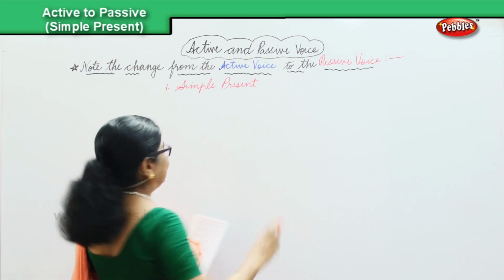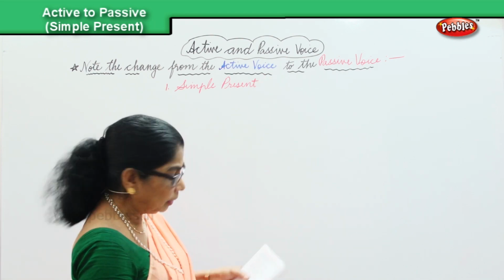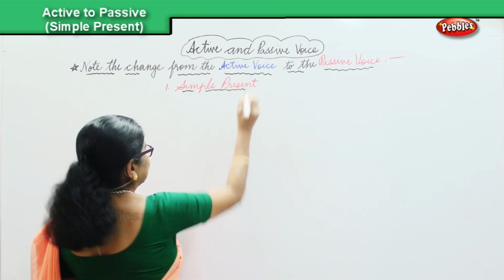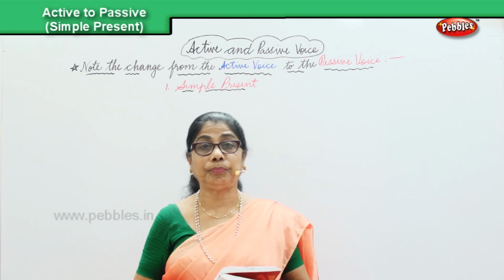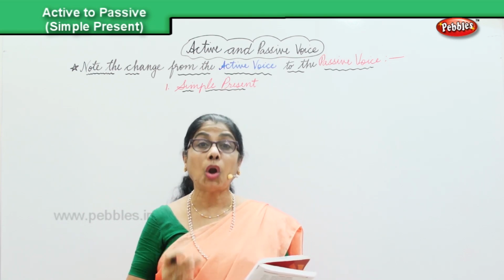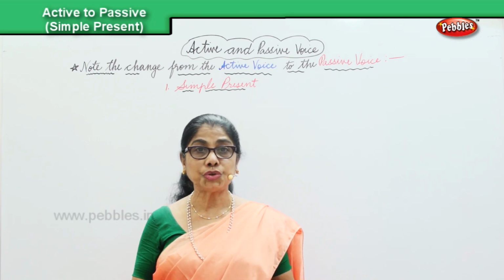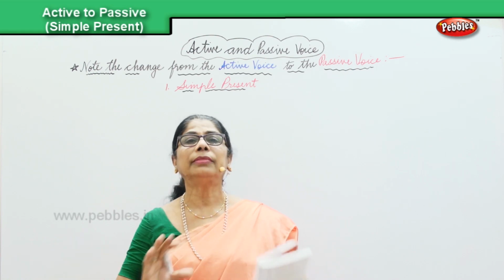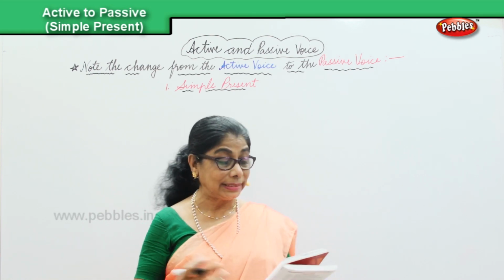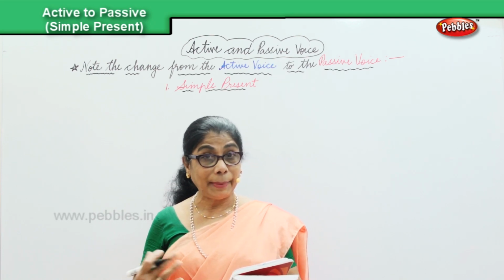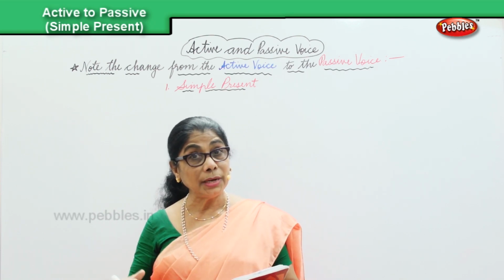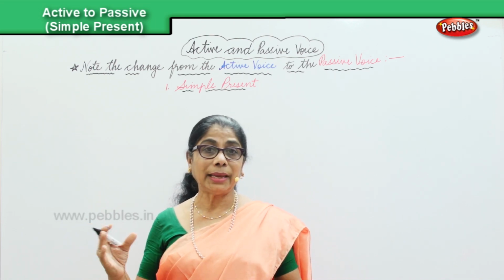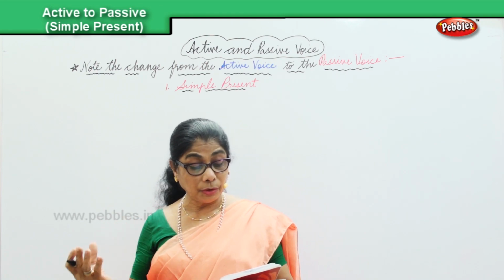In the simple present, we are going to do the active and passive voice sentences. All right. In the first one, the active voice, it says, the grocer sells sugar. The grocer, active, sells sugar. The grocer sells sugar. That's the active voice. And then in the passive voice, sugar is sold by the grocer. Okay? Sugar is sold by the grocer.